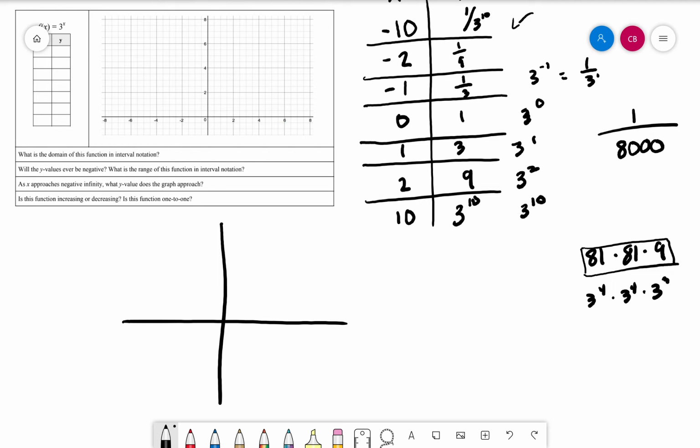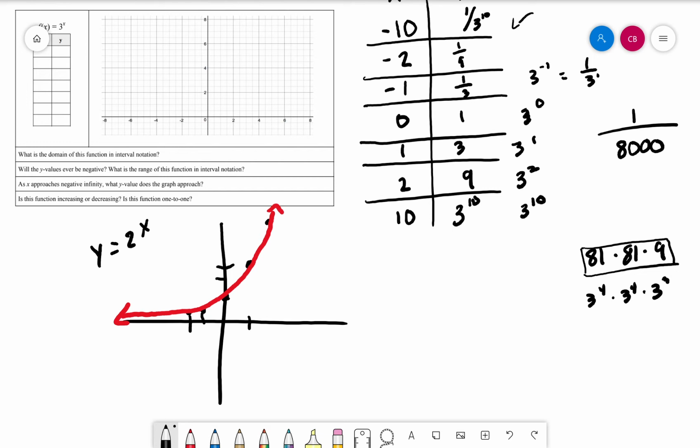But if we look at -2, we know that's 1/9. We look at 0, that's 1. We have something up here at 1/3, at -1, at 3, at 1, that's right here, and so on and so forth. And so our graph looks something like the following. Okay. Which is very similar to y equals 2 to the x. It's obviously just a factor of 3 instead in this case.